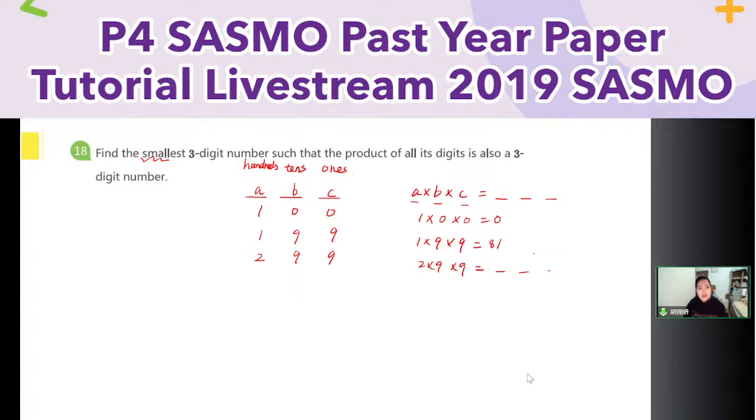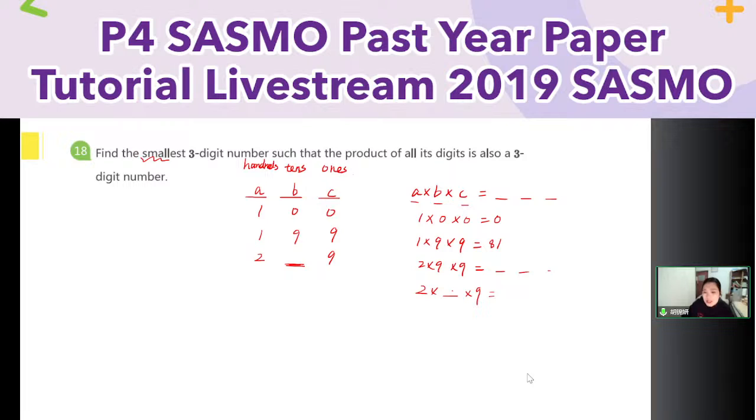But my question is, is 299 the smallest number? Yes or no? No, right? So we can try. This time, we can erase the tens, right? So we try to make the tens place as small as possible. So tell me, 2 times which number and times 9 will be bigger than 100? You tell me. We try to make the tens digit as small as possible.